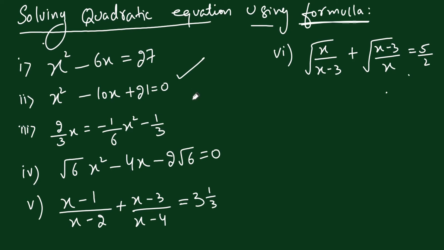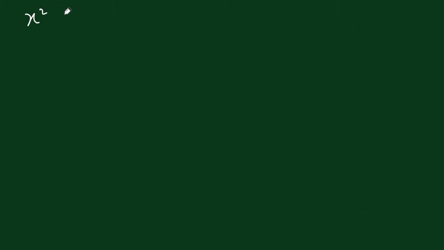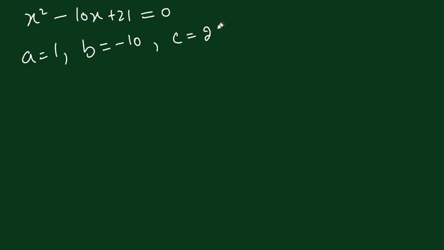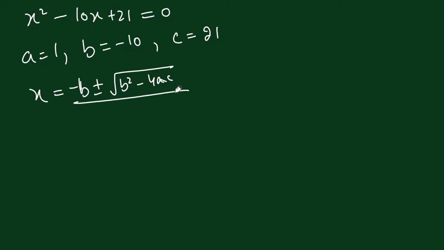It's x square minus 10x plus 21. X square minus 10x plus 21 is equal to 0. So here a, the coefficient of x square, is 1, b is minus 10 and c is 21. So x is equal to minus b plus or minus under root discriminant, that's b square minus 4ac, whole divided by 2a.